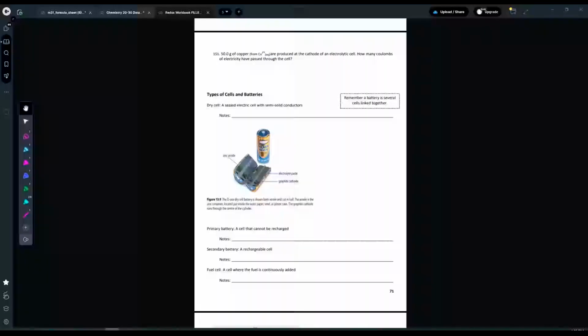In this video, we're going to go through types of cells and batteries, which is just going over the applications of both voltaic and electrolytic cells. And then we're going to go over cathodic protection, which essentially is going through methods of how we can prevent rust.